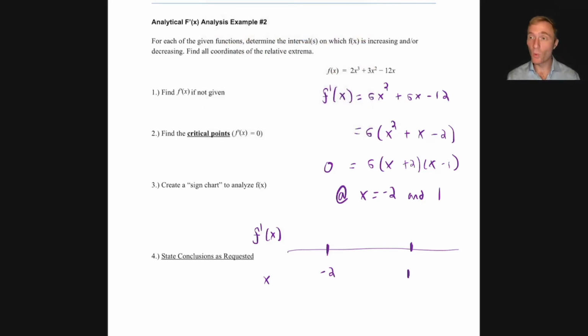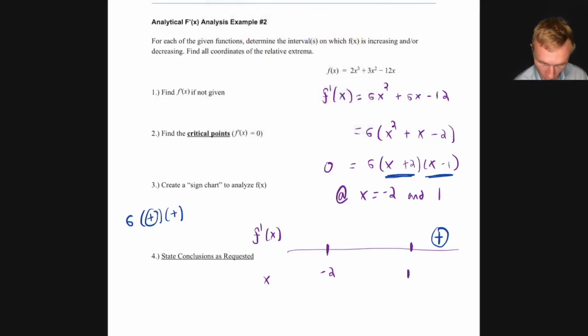If x is bigger than 1, if you plug in 2, x plus 2 will be positive, x minus 1 will be positive. We'll have 6 times some positive number times some positive number. This is going to be a positive interval. If we plug in, let's say 0, we're going to have 6 times 0 plus 2 is a positive number. 0 minus 1 is a negative number. This is going to be a negative between -2 and 1.